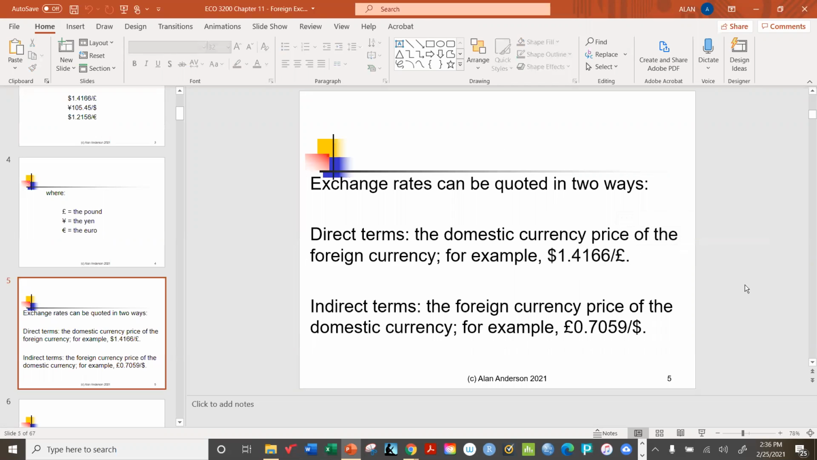Now, by the way, before we go on to the next slide, mathematically, how are these two quotes related to each other? How do we get from one to the other, do you think? Any ideas?